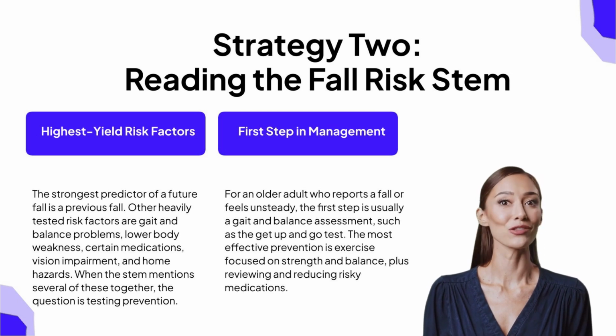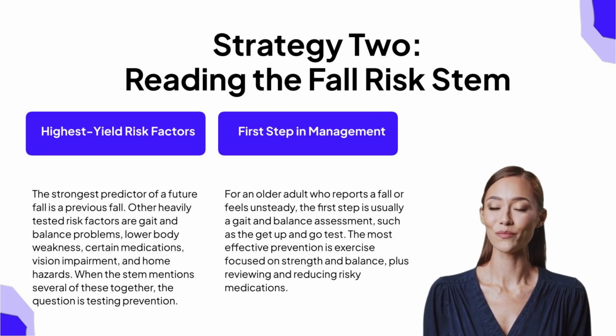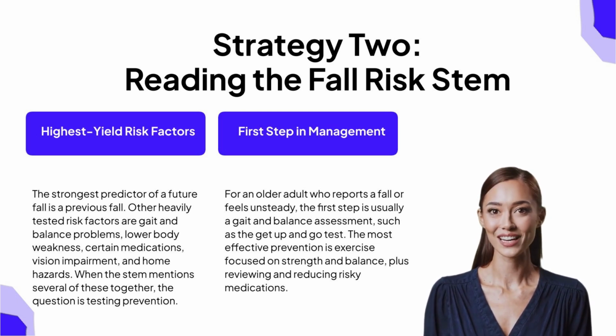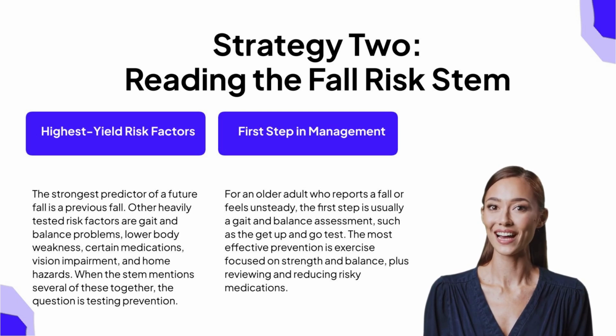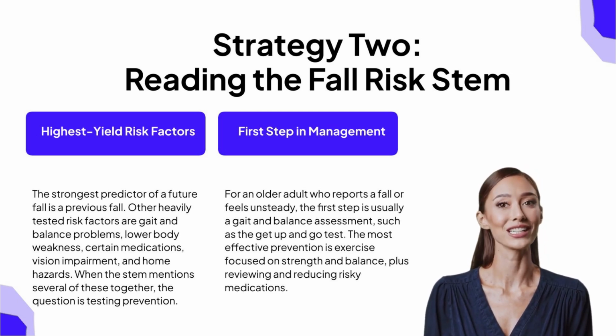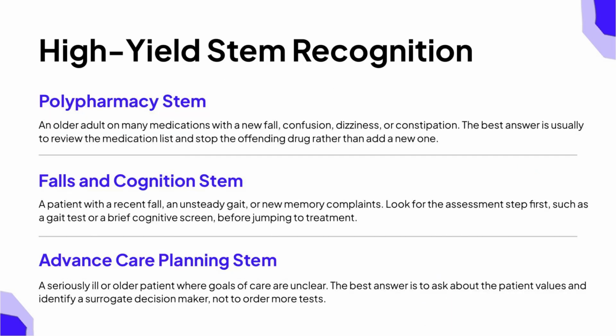For management, remember that the first step for someone who reports a fall or feels unsteady is usually a gait and balance assessment, such as the Get Up and Go test. And the most effective prevention strategy combines exercise focused on strength and balance with a careful review and reduction of risky medications. Now let us go through the high-yield stems you will see again and again.